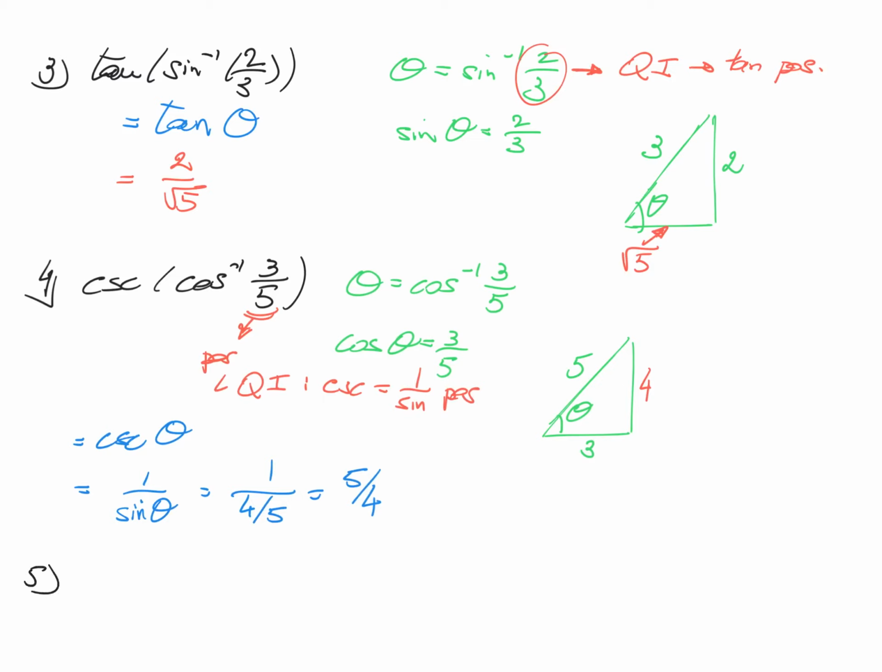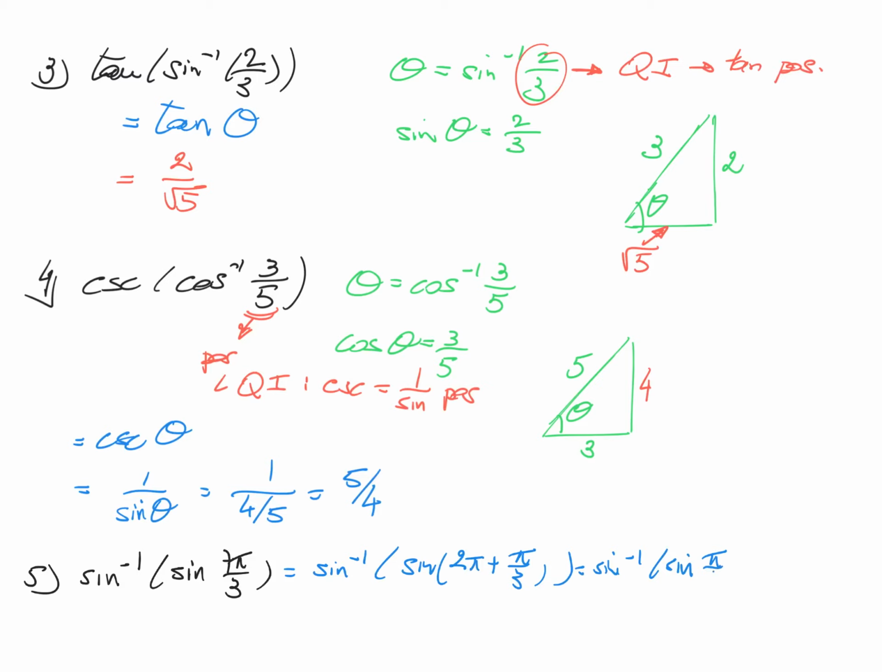What if you now have to calculate sine minus 1 of sine 7 pi divided by 3? Since 7 pi over 3 is not in the restricted domain, we first have to bring this one back to the restricted domain. So 7 pi over 3 is 2 pi plus pi over 3. So it's sine minus 1 of sine of pi over 3. And then they cancel each other out. We just get pi divided by 3.